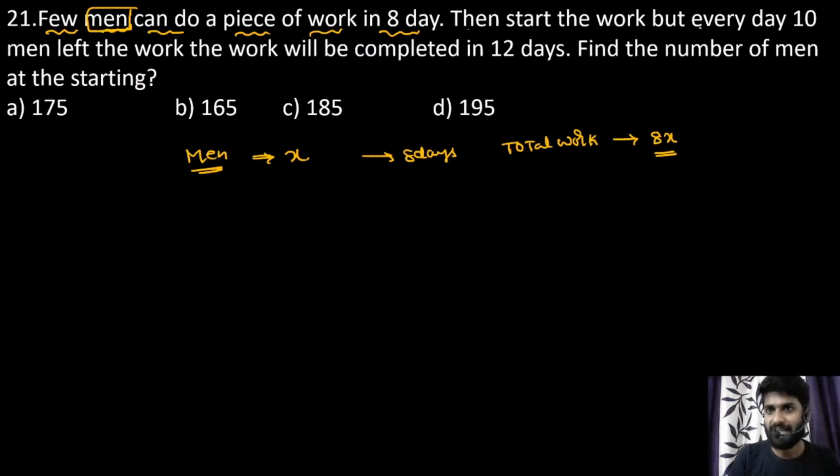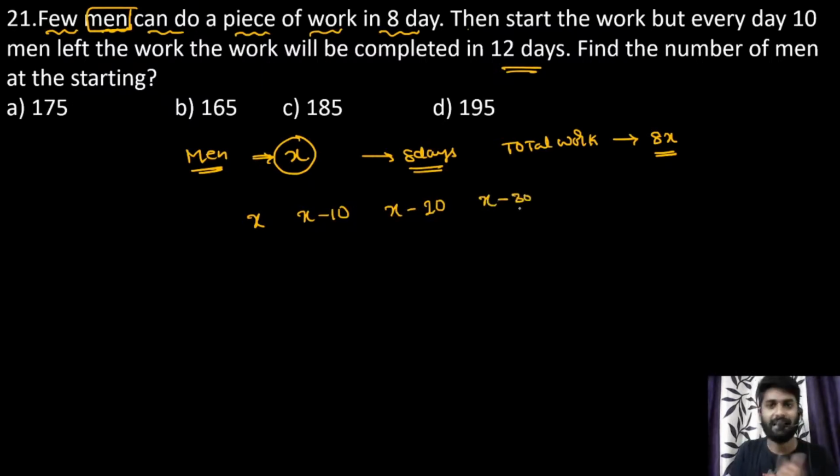Now see, they start working, but every day 10 men leave, and the work will be completed in 12 days. Starting day is equal to X. Next day, they are left with 10 fewer, so the value becomes X minus 10. The next day again 10 leave, so the value becomes X minus 20. In this way, the work is completed in 12 days. Now find the number of men at the start.